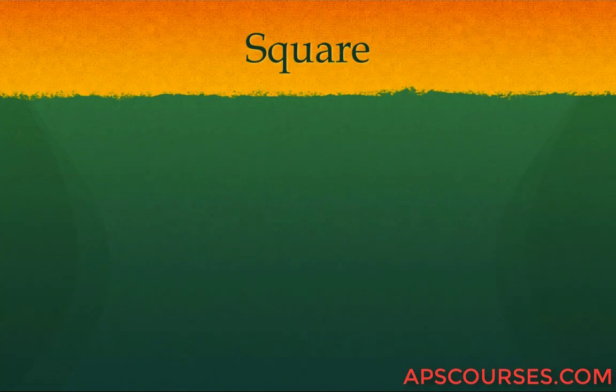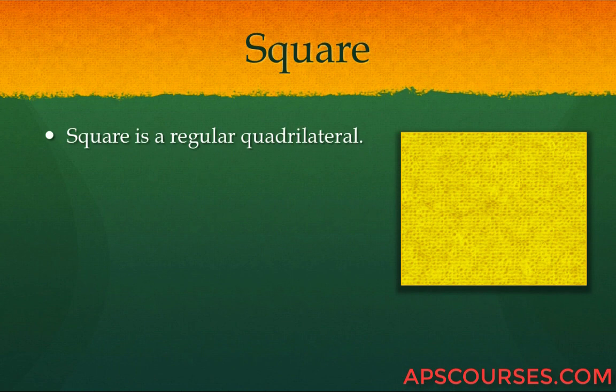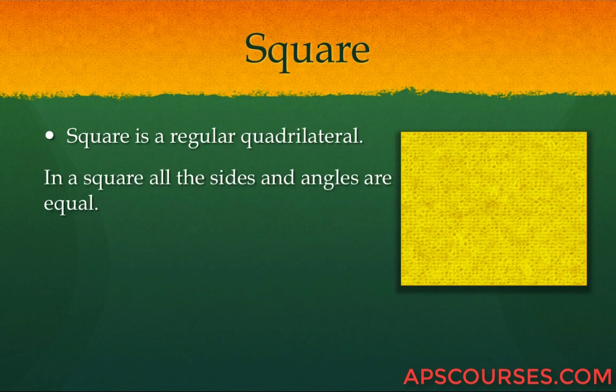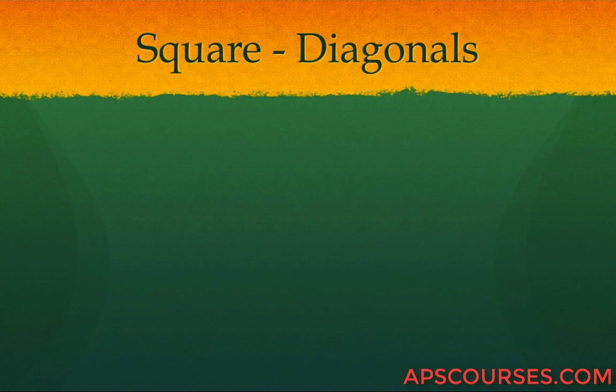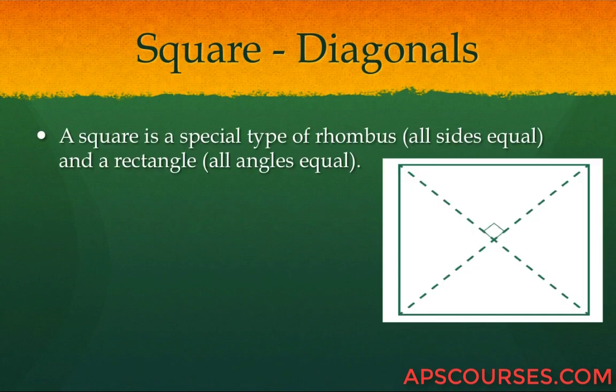Square. A square is a regular quadrilateral. Therefore, in a square, all the sides and angles are equal. The diagonals of a square. A square is a special type of rhombus since all the sides are equal, and also a rectangle since all the angles are equal.